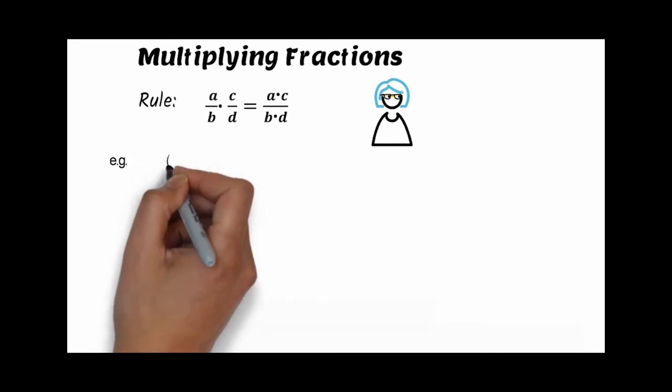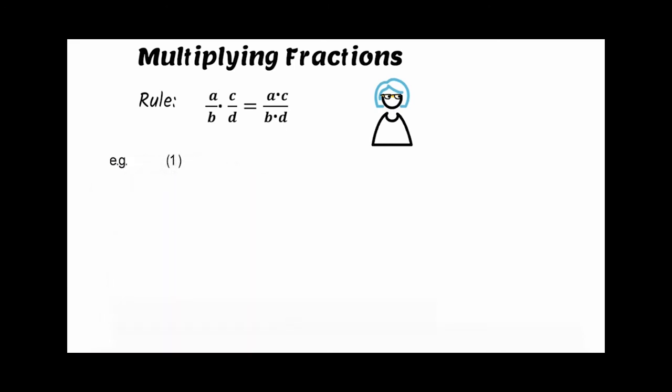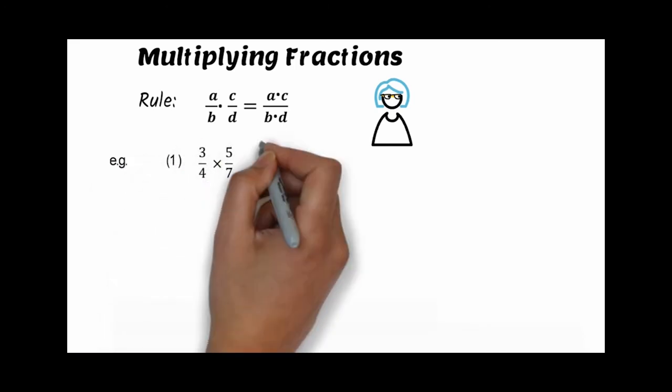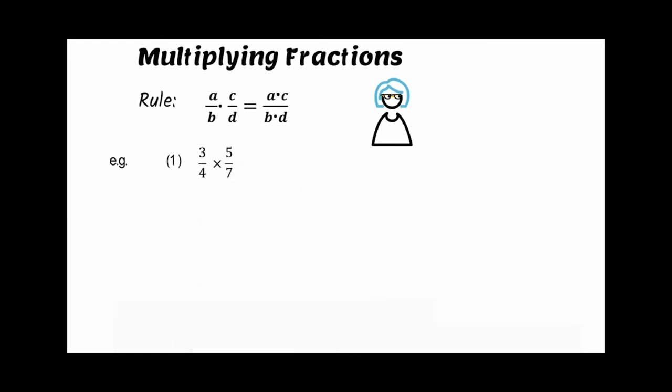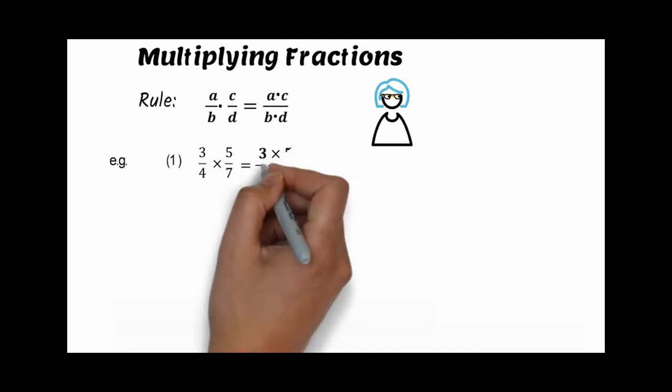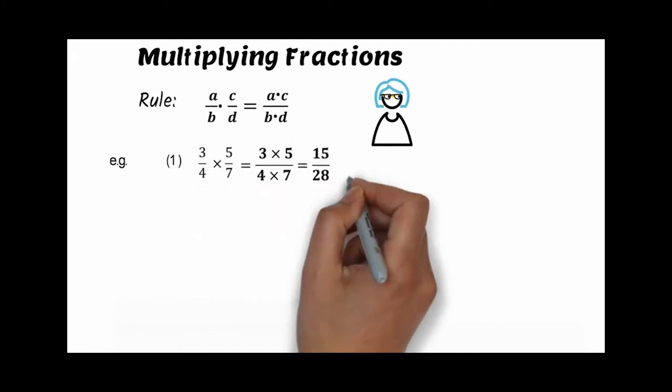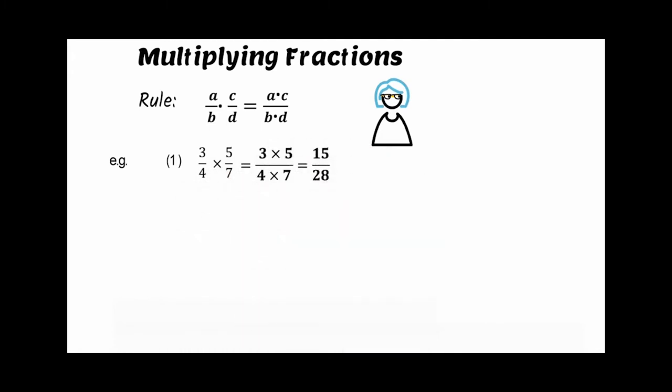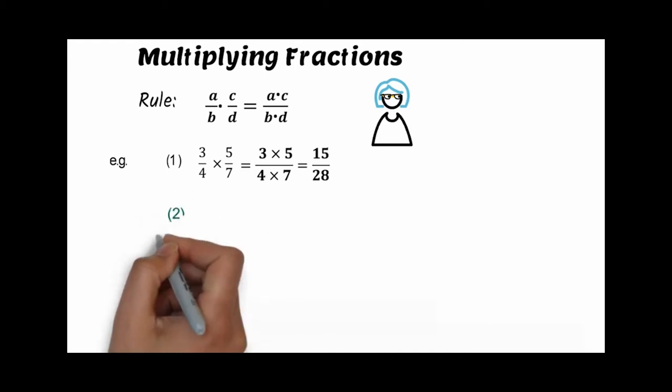Let's keep this rule in mind and look at a few examples. In our first example, we have 3 over 4 multiplied by 5 over 7. Now referring back to the rule that we just looked at, the resulting fraction equals 3 multiplied by 5 for its numerator and 4 multiplied by 7 for its denominator. So that evaluates to 15 over 28, and that is the final fraction for this example.